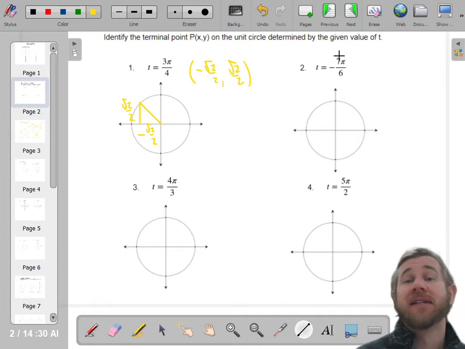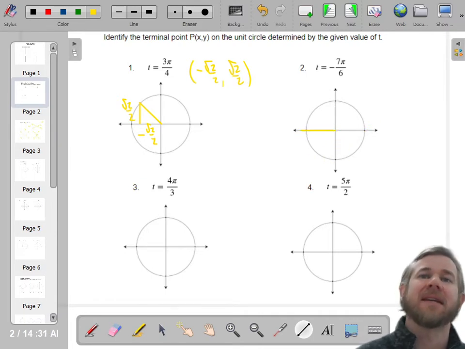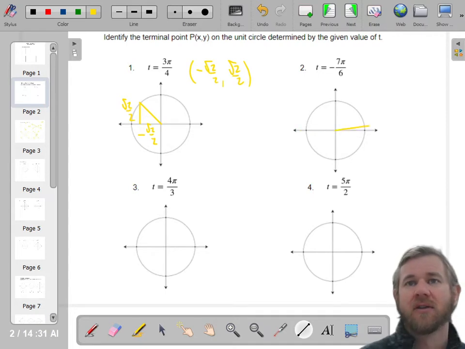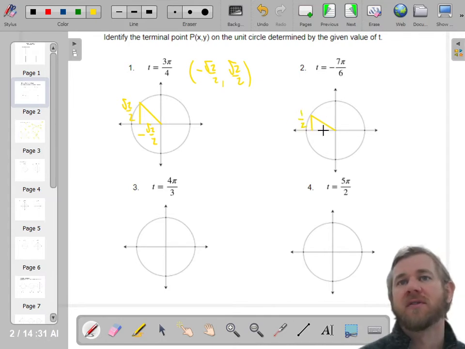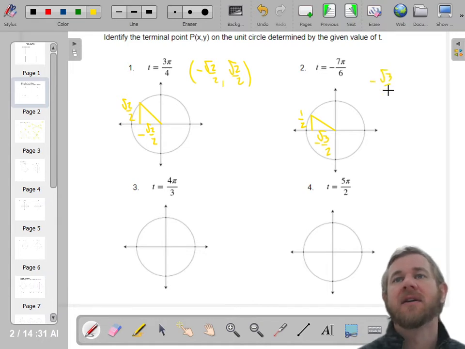Negative 7 pi over 6. So negative means I'm going to go clockwise. So from 0, this would be negative 6 pi over 6. If I counted by pi over 6s, this would be negative 6 because we go clockwise. So negative 7 is up here. And all pi over 6s are 30-degree reference angles. So across from 30 is 1/2. This is radical 3 over 2. And again, since you're in the second quadrant, x is negative.